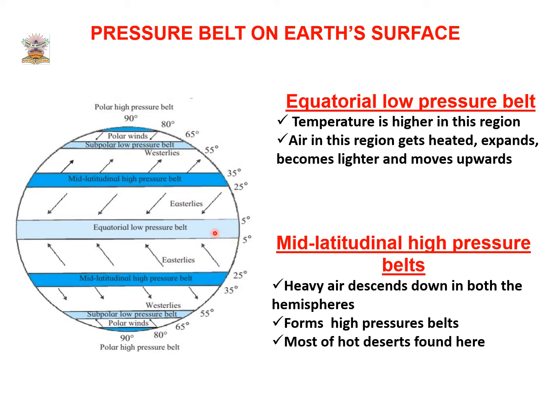Okay, now from the low pressure belt we will go to the high pressure belt, that is the mid latitudinal high pressure belts. Now the heated air, when it became light over here, it started going up. It went to the higher altitude near the polar region. And then the temperature here, it is very cold.